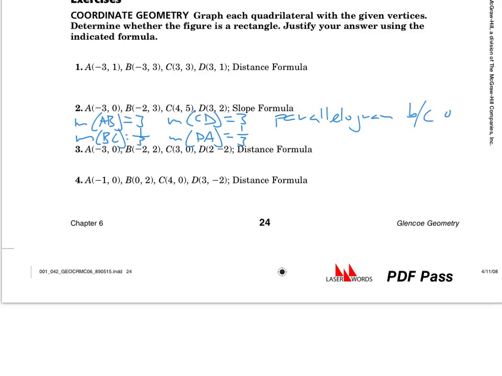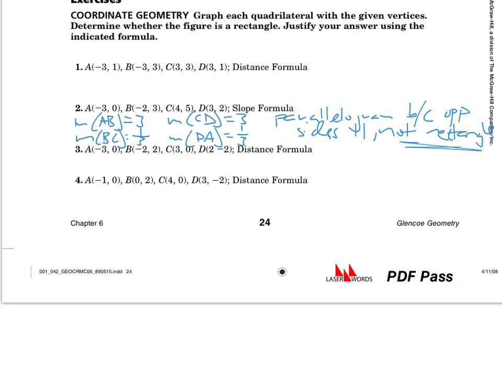Because opposite sides are parallel. So that's good. But not a rectangle, because it's not going to intersect at right angles, because those are not perpendicular to each other.